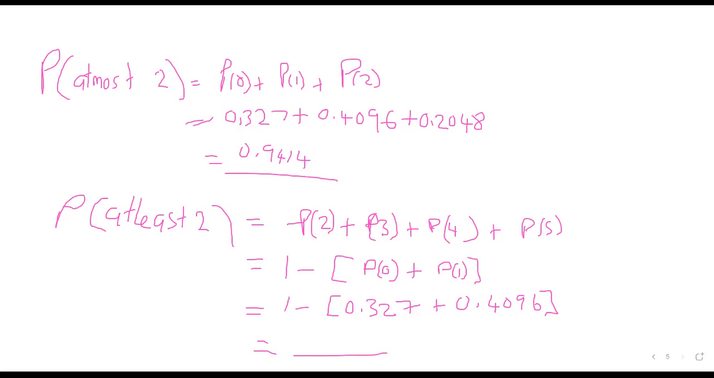Now you need to understand the concept here. Suppose we are asked to find the probability of at most 4. What does at most 4 mean? At most 4 should be 0 to 4, but the shortcut is what? If there are 5 of them, the shortcut is 1 minus the probability of 5. Yes, you need to understand the easy way out.